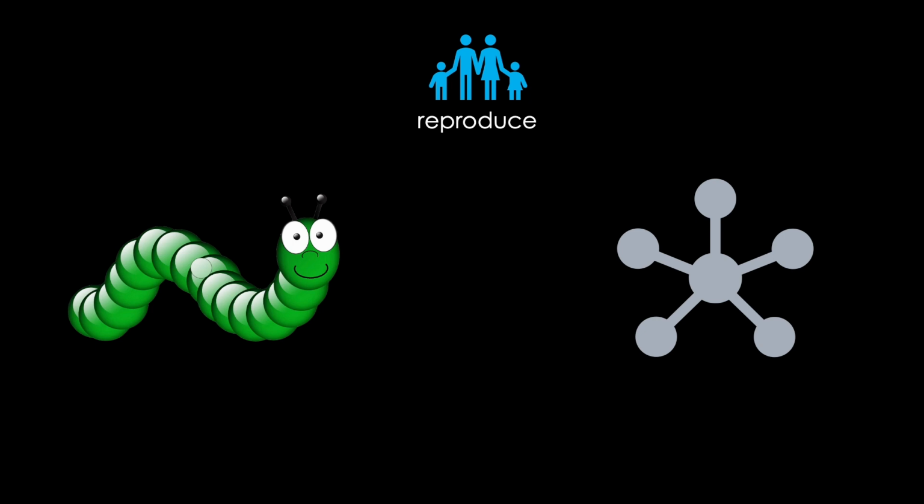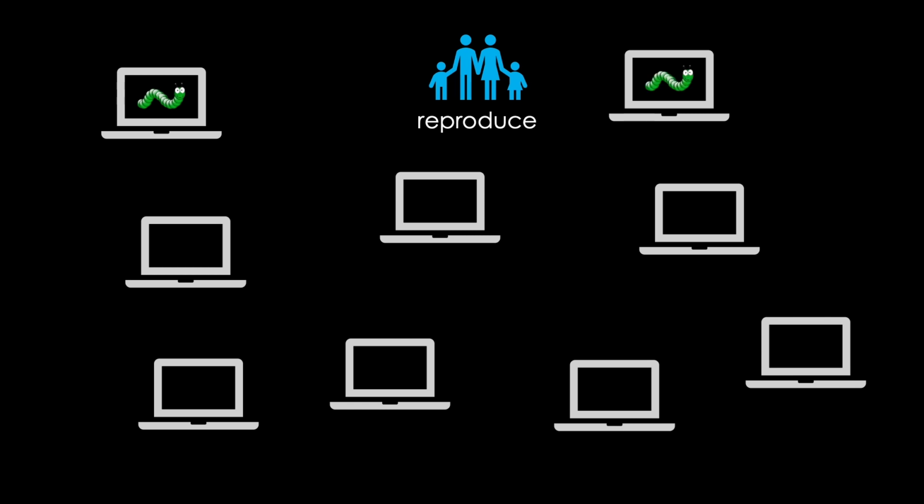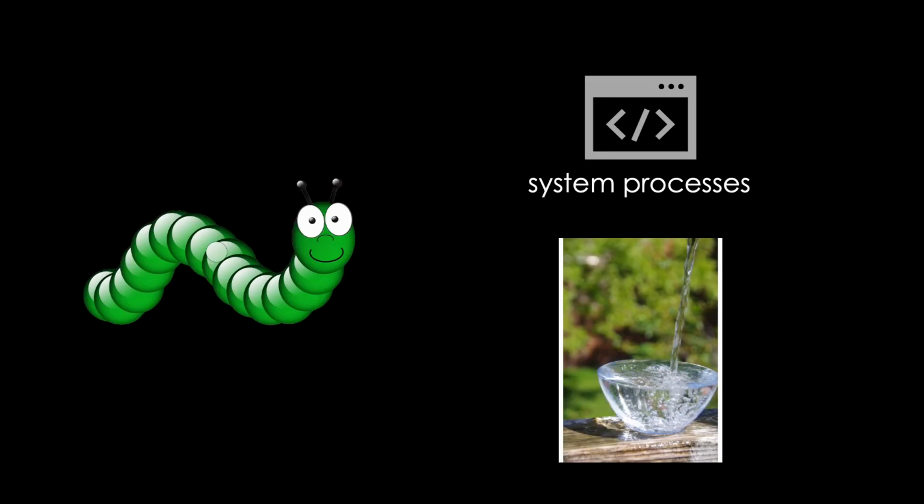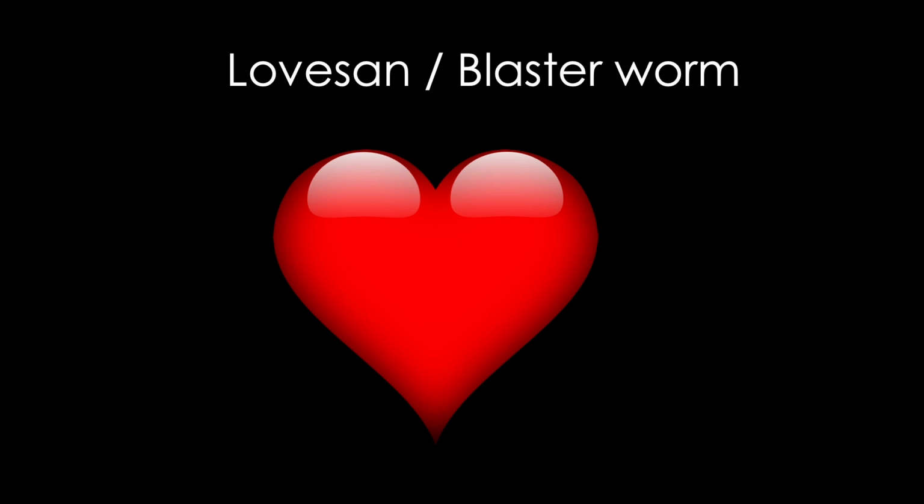A computer worm is usually reproducing through a network and infecting all the hosts in a network one after the other. Worms can attack a victim's computer by abusing software vulnerabilities such as buffer overflows in system processes. And we can look at one historical example here, the Lovesan or Blaster worm from the early 2000s.